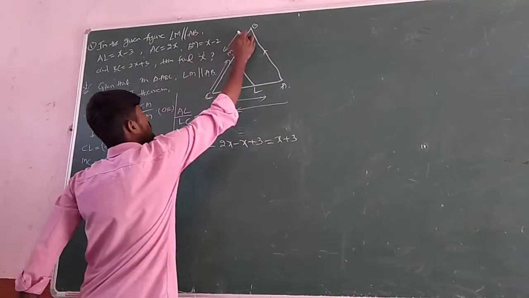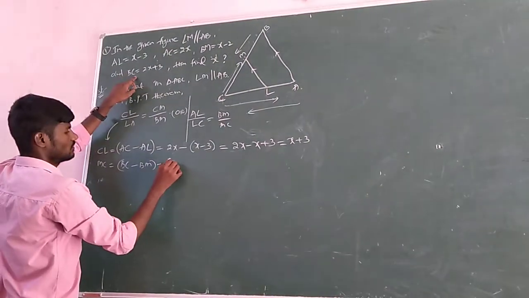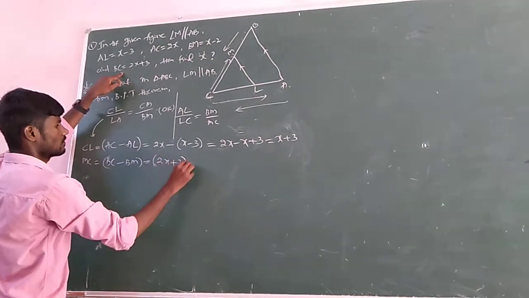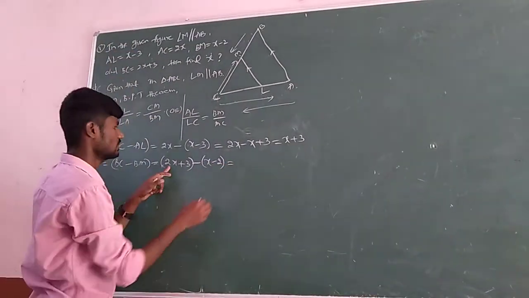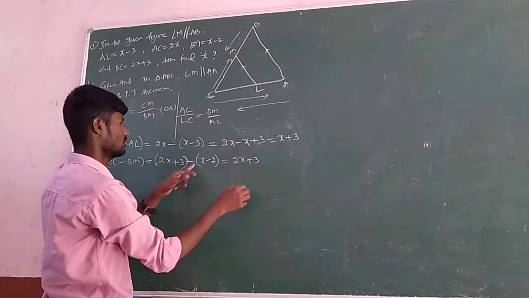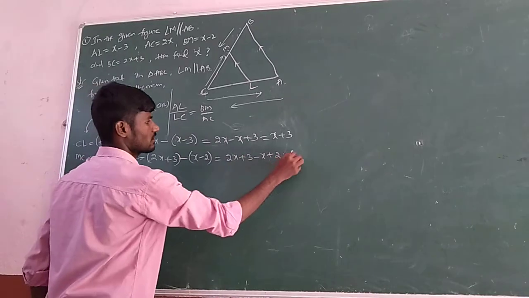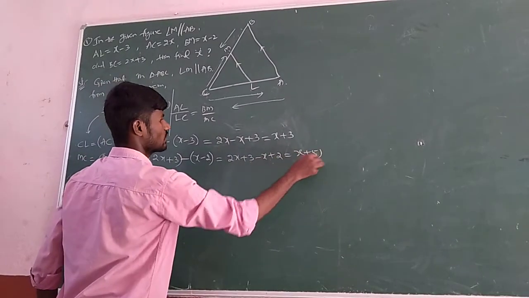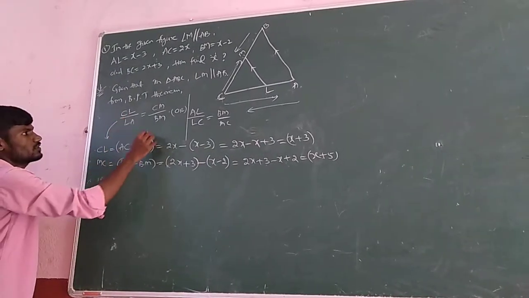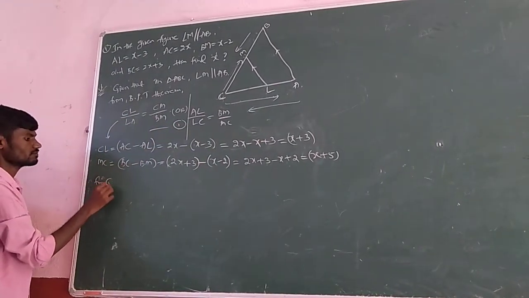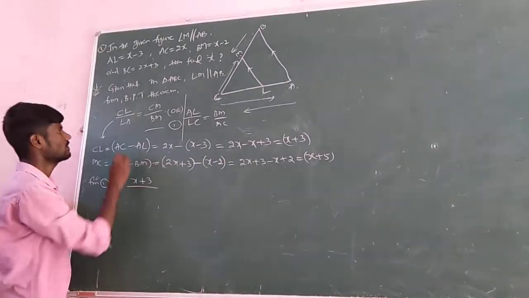So from the entire BC, if you remove BM, you will get CM or MC. So how much is BC given? 2x plus 3, minus BM, x minus 2. So let us see here: 2x plus 3 minus x, minus into minus plus 2. 2x minus x, plus 3 plus 2, that is 5. So these two, now substitute in this one. If you consider this one, CL, how much have we got? x plus 3, divided by LA.